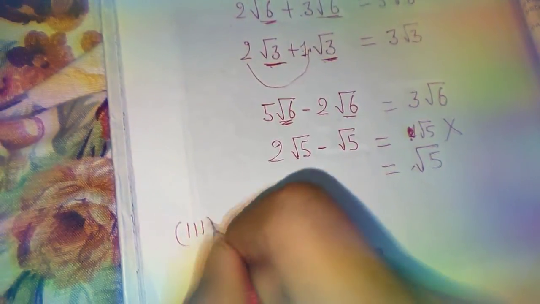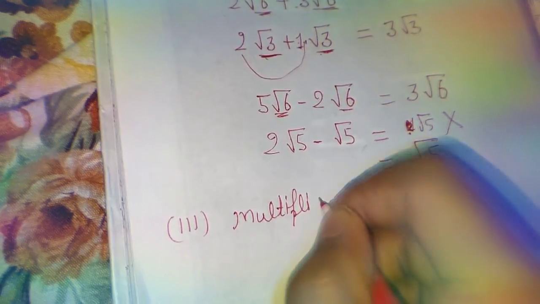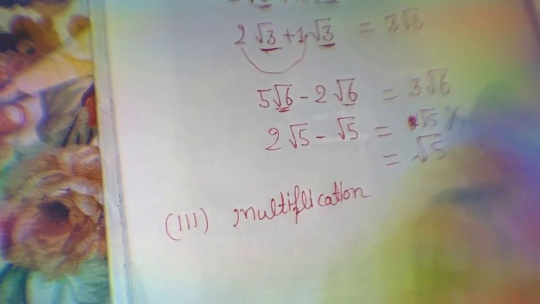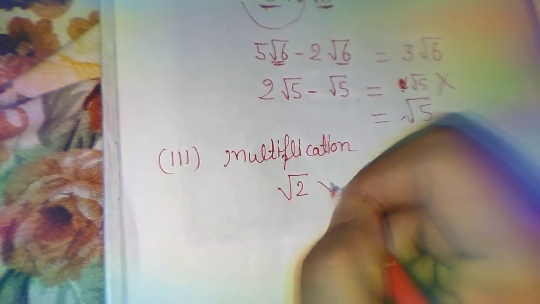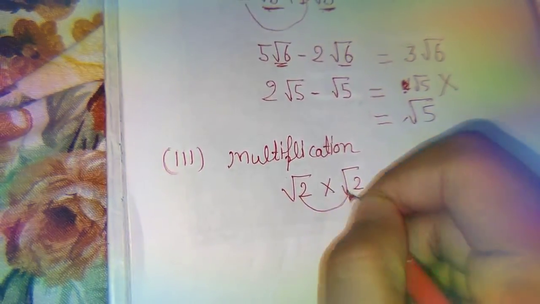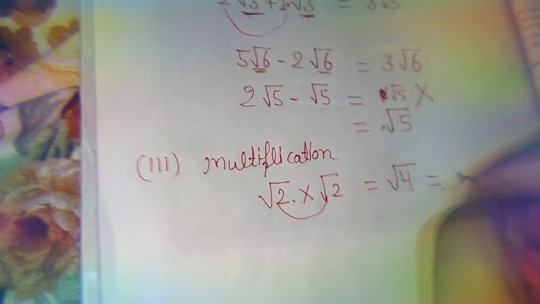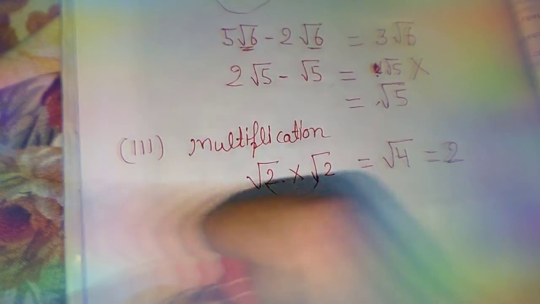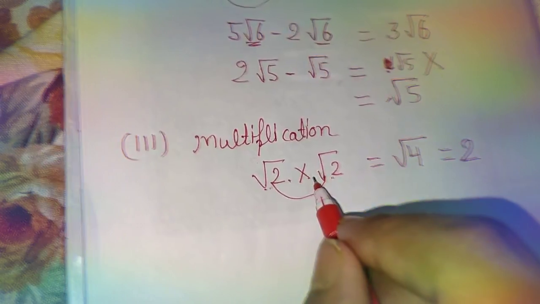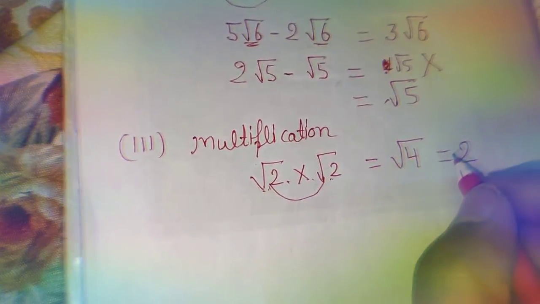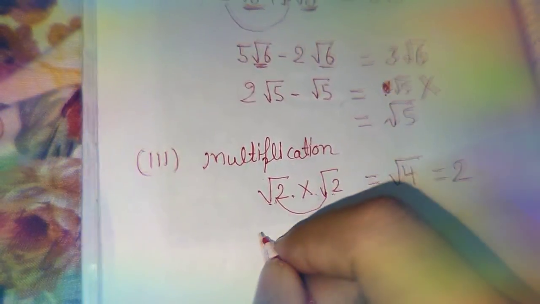Then the third one is multiplication. See that under root 2 and under root 2 are the same, so in the multiplication they are multiplied. Under root 2 times under root 2 is under root 4, and it will be 2. So this is the rule: if the same real numbers under the root are multiplied, their square root will be terminated, so root 2 into root 2 is equal to only 2.